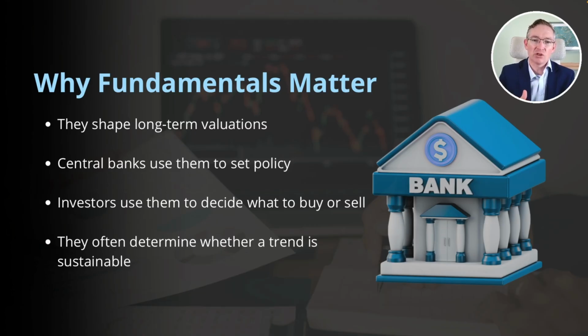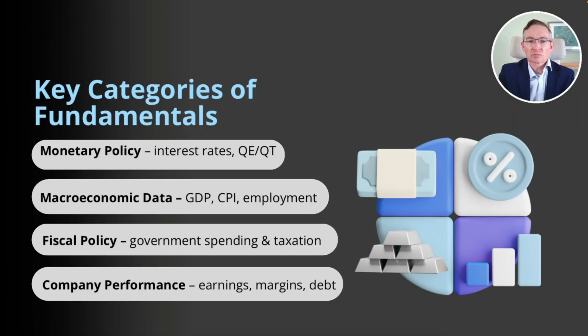It's the same principle. And fundamentals often determine whether a trend is sustainable. Okay? Now, the key categories that you need to look for are things like monetary policy for currencies, and in particular, interest rates. Remember, we've looked at, is the central bank in an expansionary, contractionary, or neutral stage? Are interest rates being increased, decreased, or being kept flat? Then you want to look at things like quantitative easing and quantitative tightening.